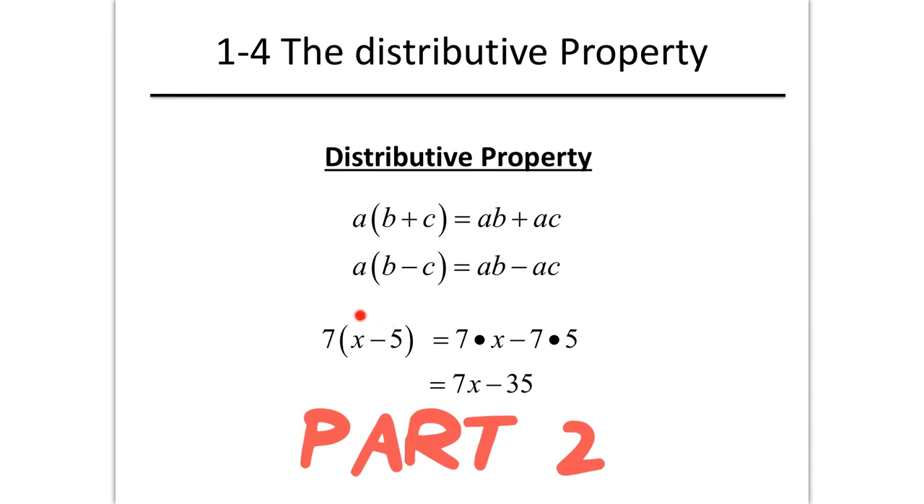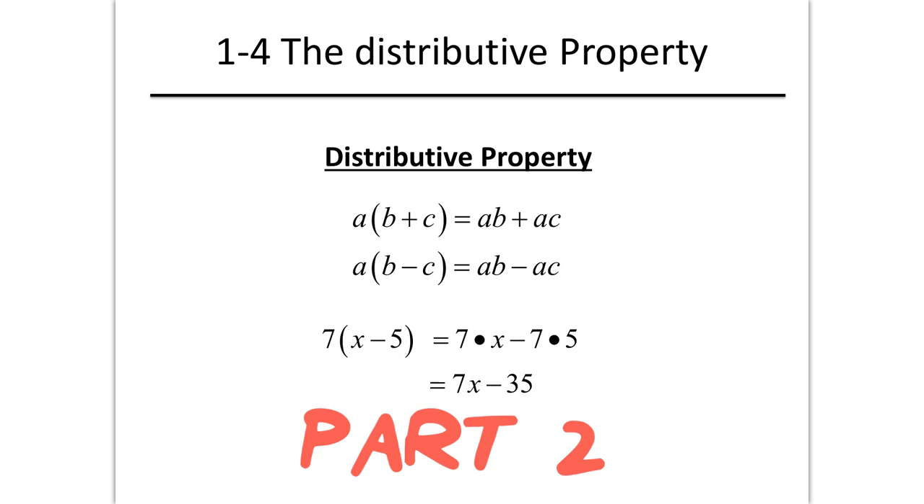Now a good example is this one here. There's a 7 outside the parentheses times the quantity of x minus 5. So I multiply 7 times x right here, 7 times 5 right here. So 7 times x is 7x, and 7 times 5 is 35. You keep the minus in between. So this one here is your answer. Now sometimes you are able to combine like terms, so you have to do that as well. If you can simplify more, you can combine like terms, you have to.